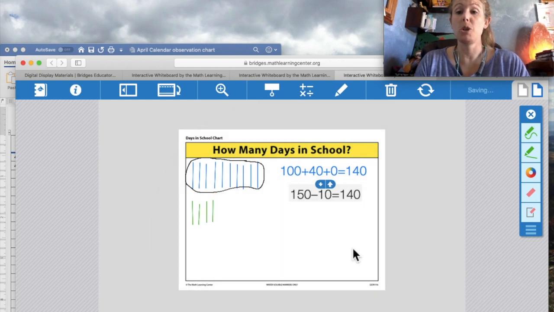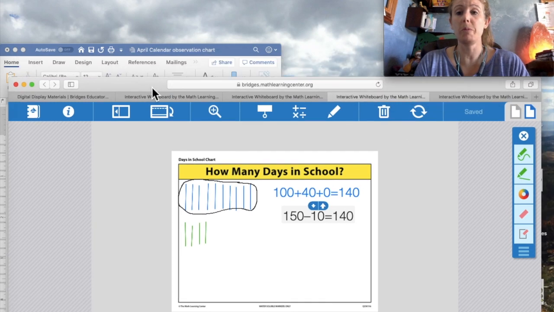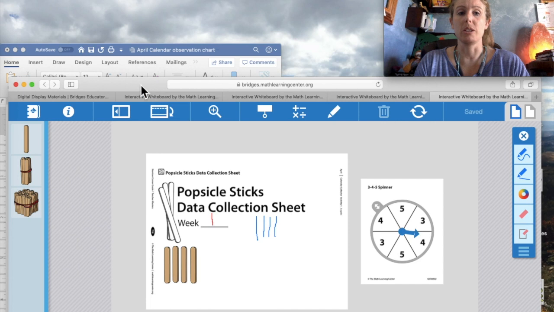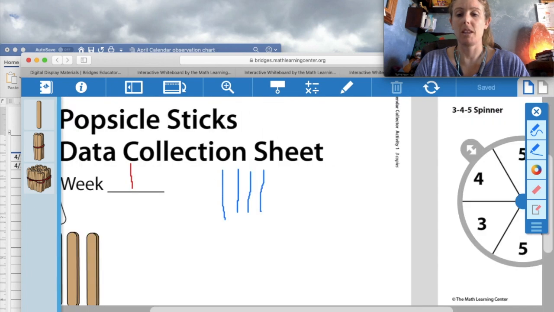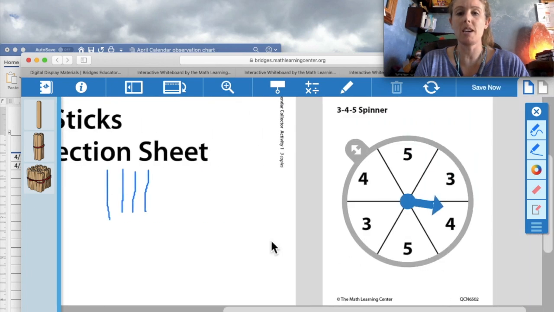Now I want you to show your teachers some other equations that you could come up with for the how many days we've been learning in school. Okay, so think of what you're going to write on your paper and take that picture and send it to your teacher or show your parents. So let's move on to our popsicle sticks for today. I'm going to make this a little bit bigger so we can see.